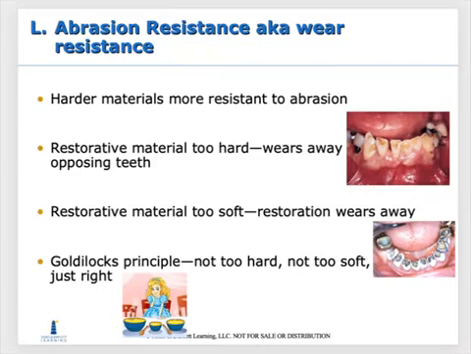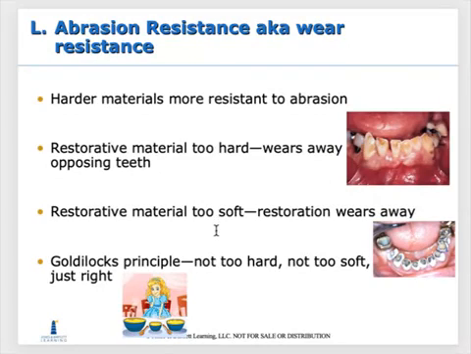Restorative materials that are too hard will wear away opposing teeth. This image is a good example. Granted, we can't see the maxilla, so it's hard to say, but generally if a patient has, let's say, porcelain crowns from 6 to 11, and natural teeth on the lower here, the porcelain, remember, is harder than enamel, so it'll generally wear away enamel and cause a lot of attrition.